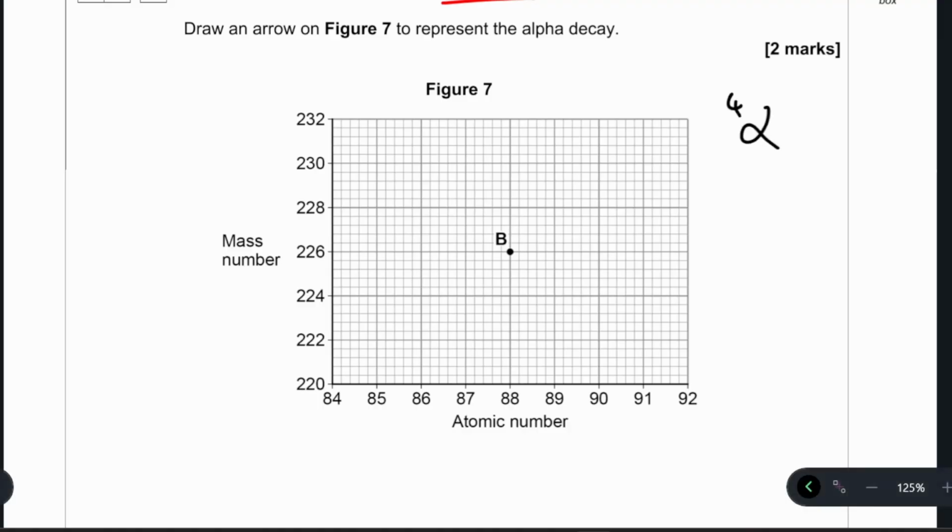So it has a mass number of 4 and an atomic number of 2, which means that our initial atom is going to decrease by a mass number of 4 and an atomic number of 2. So the mass number for B initially was 226, so that's going to come down to 222. And the atomic number was 88, so that's going to come down to 86. So we just need to draw an arrow going from there to this point, and that is the arrow that we've drawn on like that.